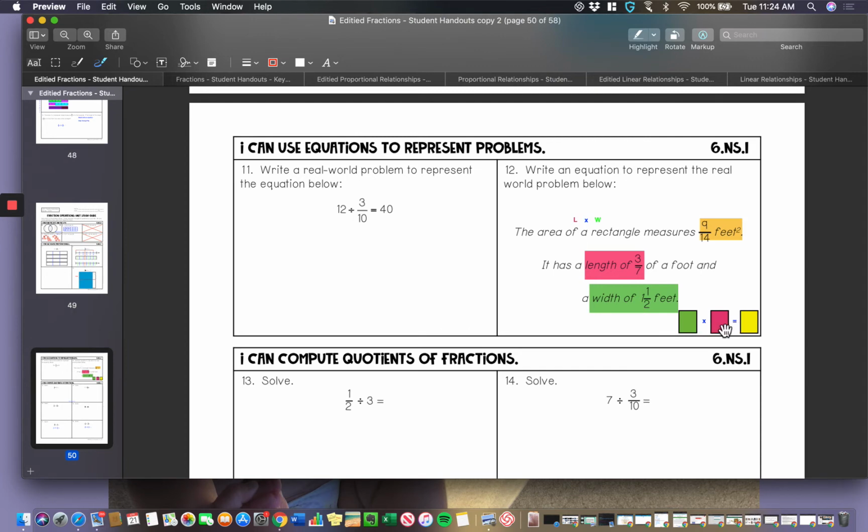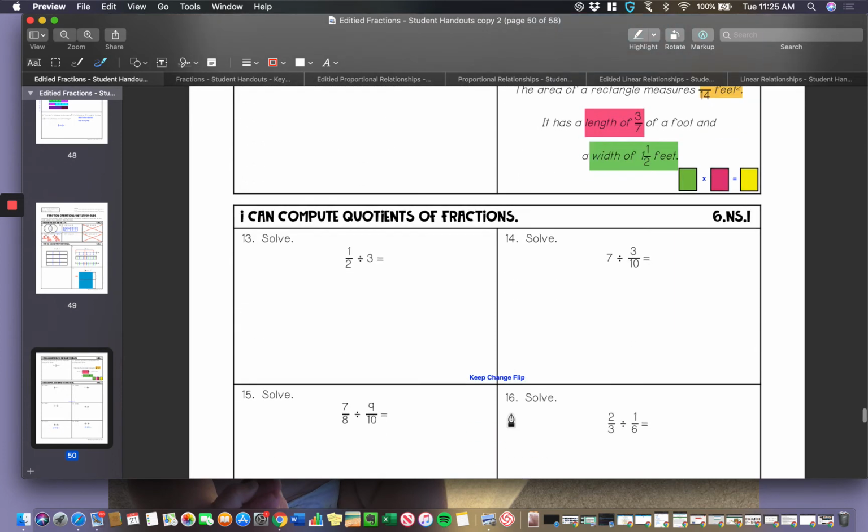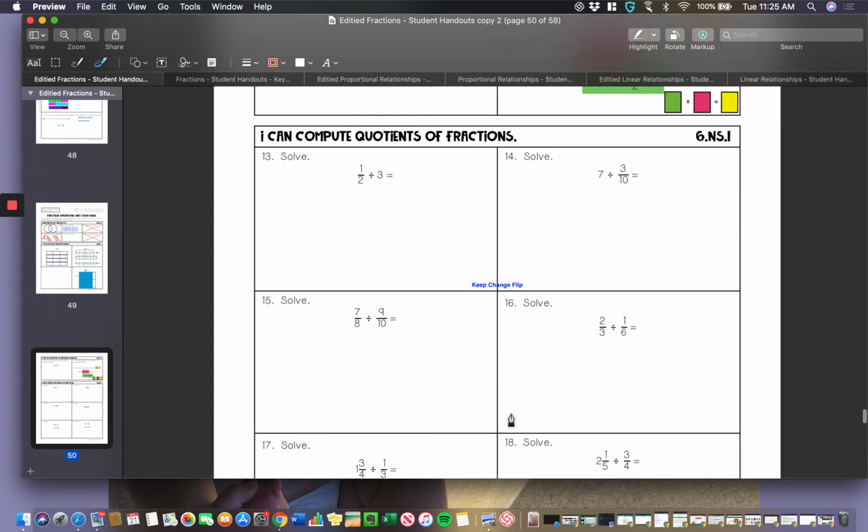So I went ahead and I color-coded these boxes here because all you're doing is writing an equation. And they gave you the 3 parts of the equation. So the yellow is the area, and as you remember, it was length times width. So the length is right here in the pink. The width is right here. Width times length, or length times width, it doesn't matter. And then my product will be in yellow right here. So basically you just got to match the numbers into the colors. Pretty easy.